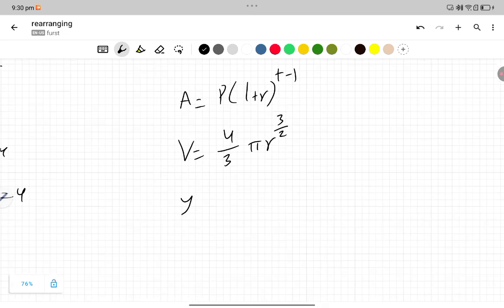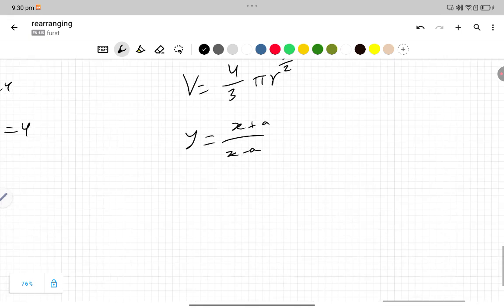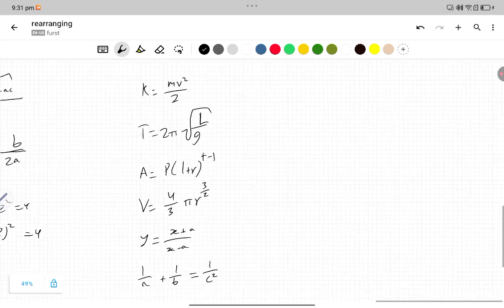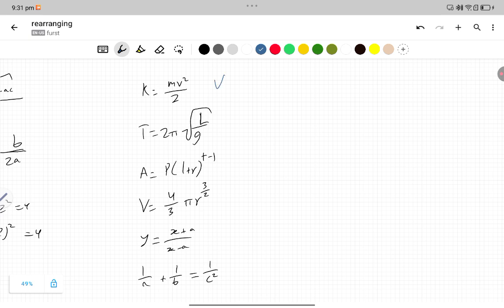And y equals (x plus a) over (x minus a), and 1 over a plus 1 over b equals 1 over c squared. Okay, we have a few questions, kind of tough. I want you to have a crack. For each equation I want you to make this one v the subject, this one L, this one T, this one obviously R, this one X, and this one C. A few tough questions, but using what we've learned today, you can definitely crack them.